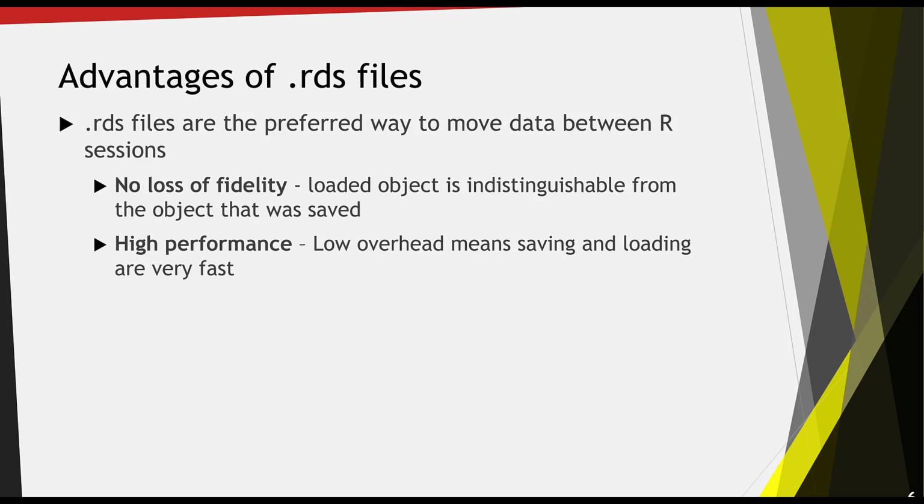RDS files are the preferred way to move data between R sessions. There's no loss of fidelity when you use RDS files to move information between R sessions because the loaded object is indistinguishable from the object that was used to create the file. They're also very high performance. They're stored in R's native format, so there's very low overhead in saving and writing those files.